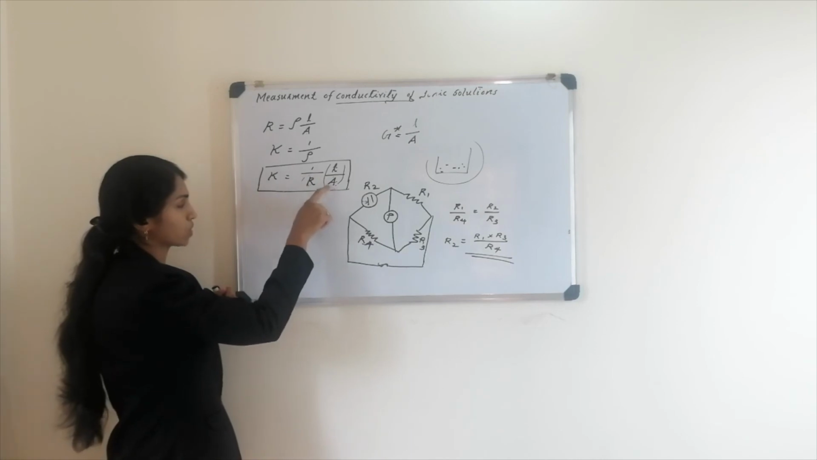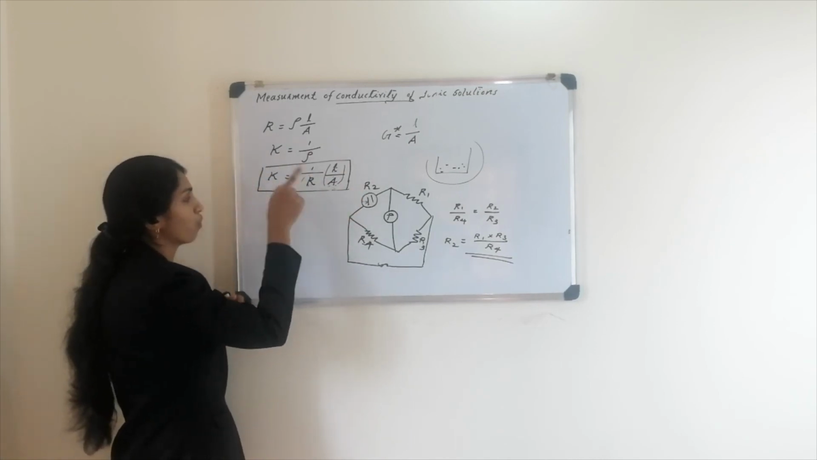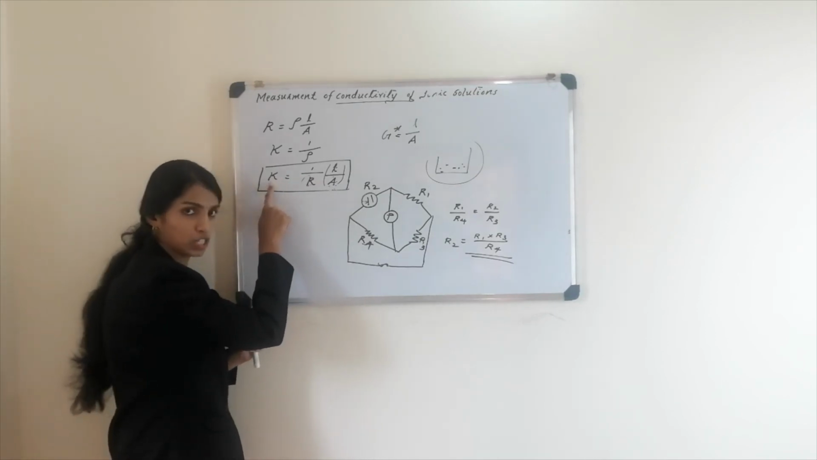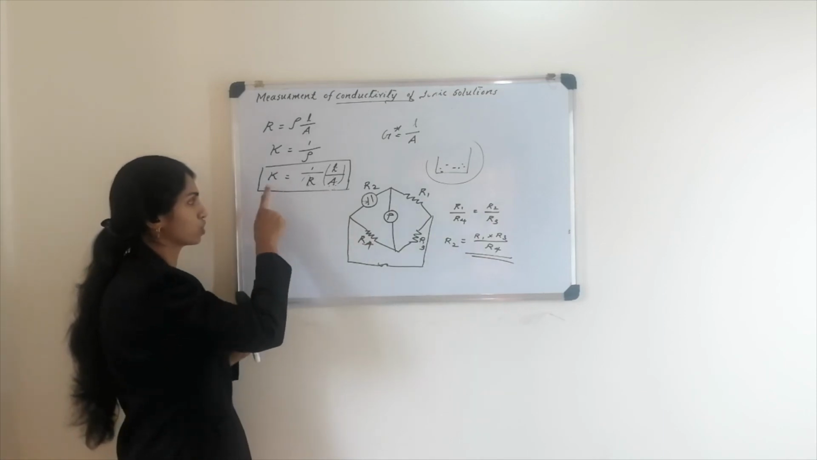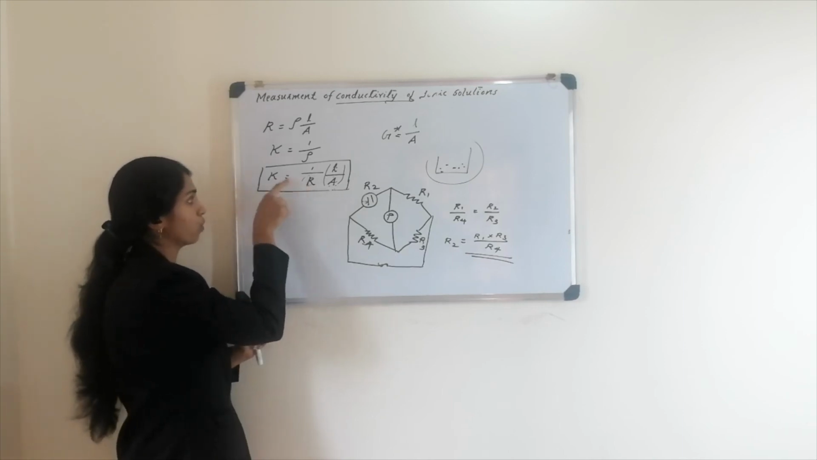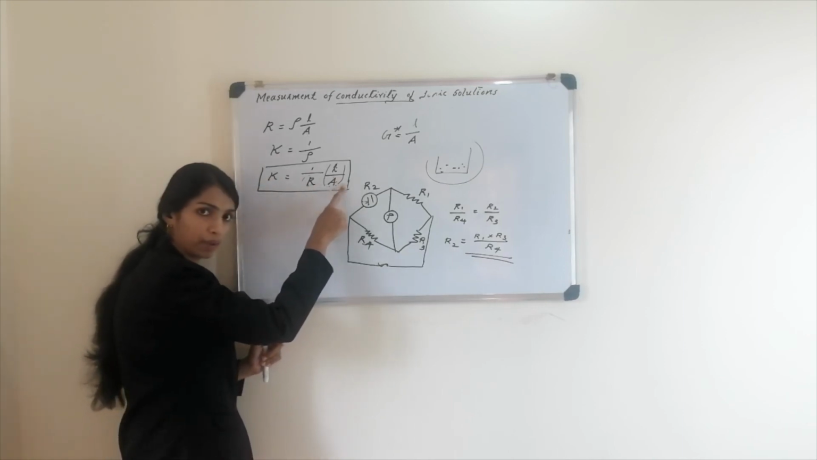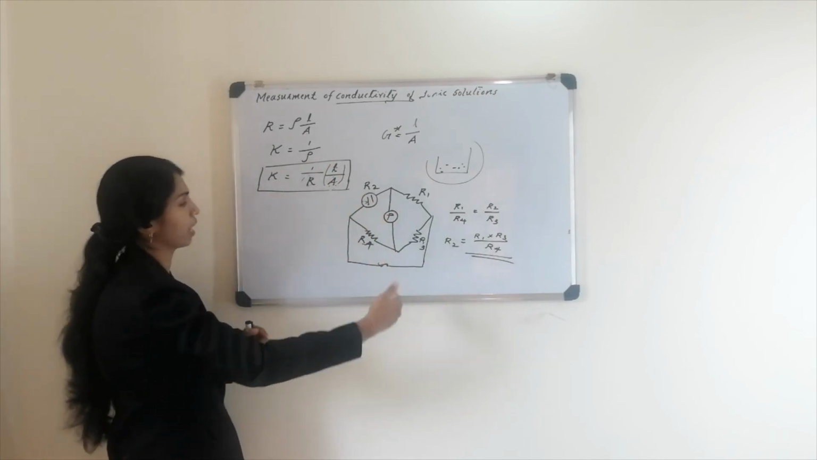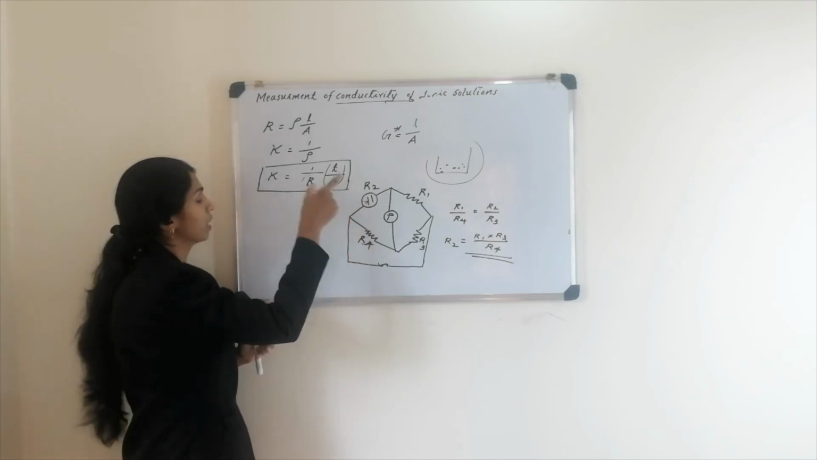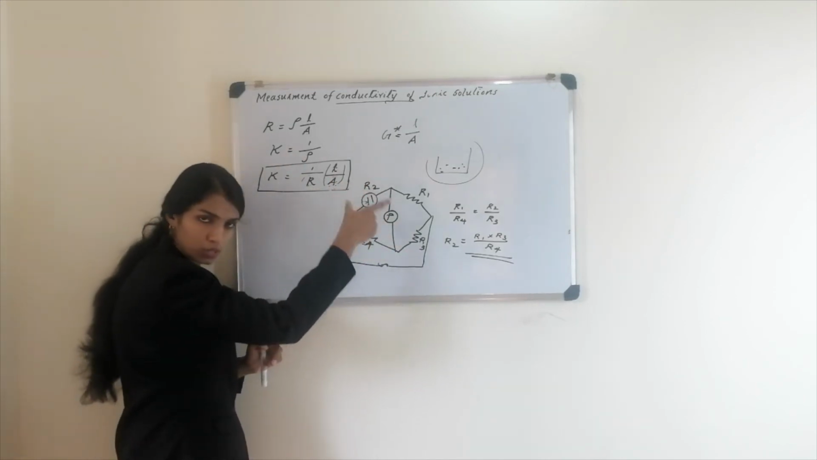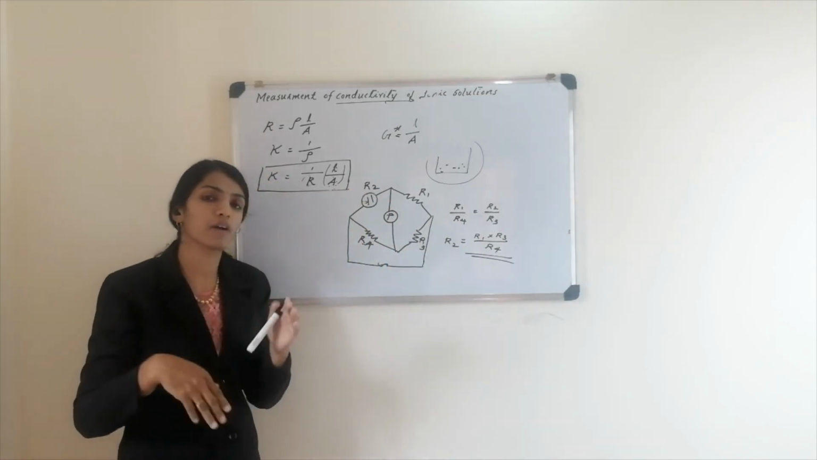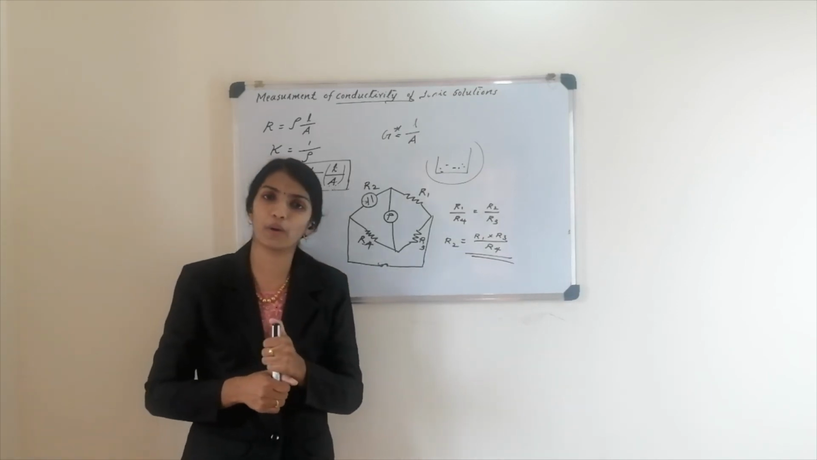For measuring the cell constant L by A, we are using the same equation. For measuring L by A, we are using a solution whose conductivity value is already known, that is KCl solution. First, using the standard KCl solution, we can measure the resistance R. From that R value and this kappa value, we can measure L by A. Once that L by A is measured, then we can repeat the same procedure using unknown solution. Then we can measure the resistance using the same principle. Then we can calculate the kappa value. This is the way of determination of conductivity of ionic solution.